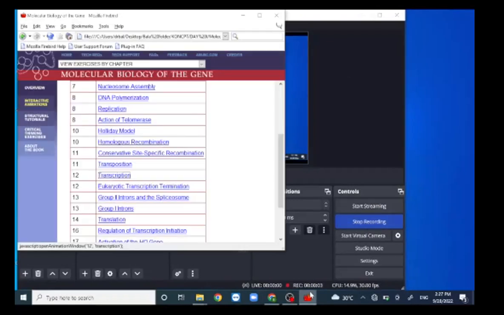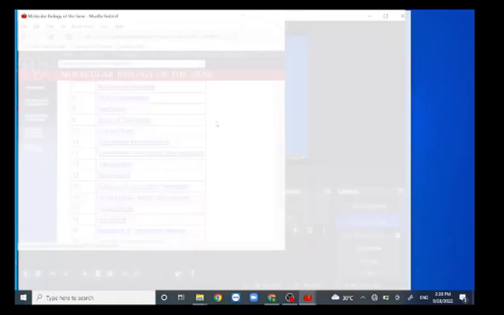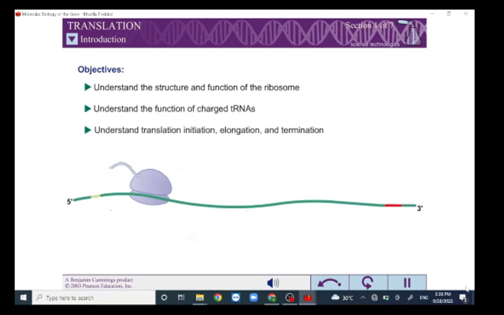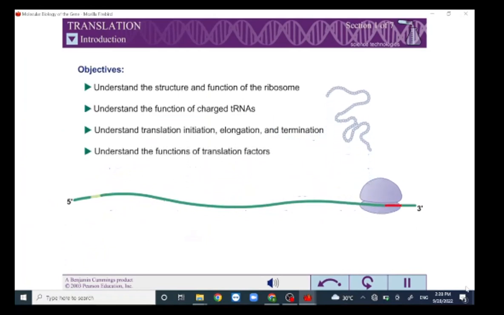Just listen carefully. In translation, I'm just starting from here. You're going to understand the structure and function of the ribosome, the function of charged tRNA, and then understand translation: initiation, elongation, and termination, what happens in the ribosome.